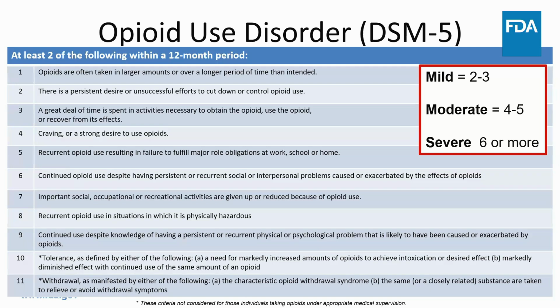Now, take that same patient and they start missing work, that's line 5, maybe missing family events, line 7. And then this continued behavior happens despite these problems, that's line 6. So that's 5 criteria that would put the patient in the moderate category.